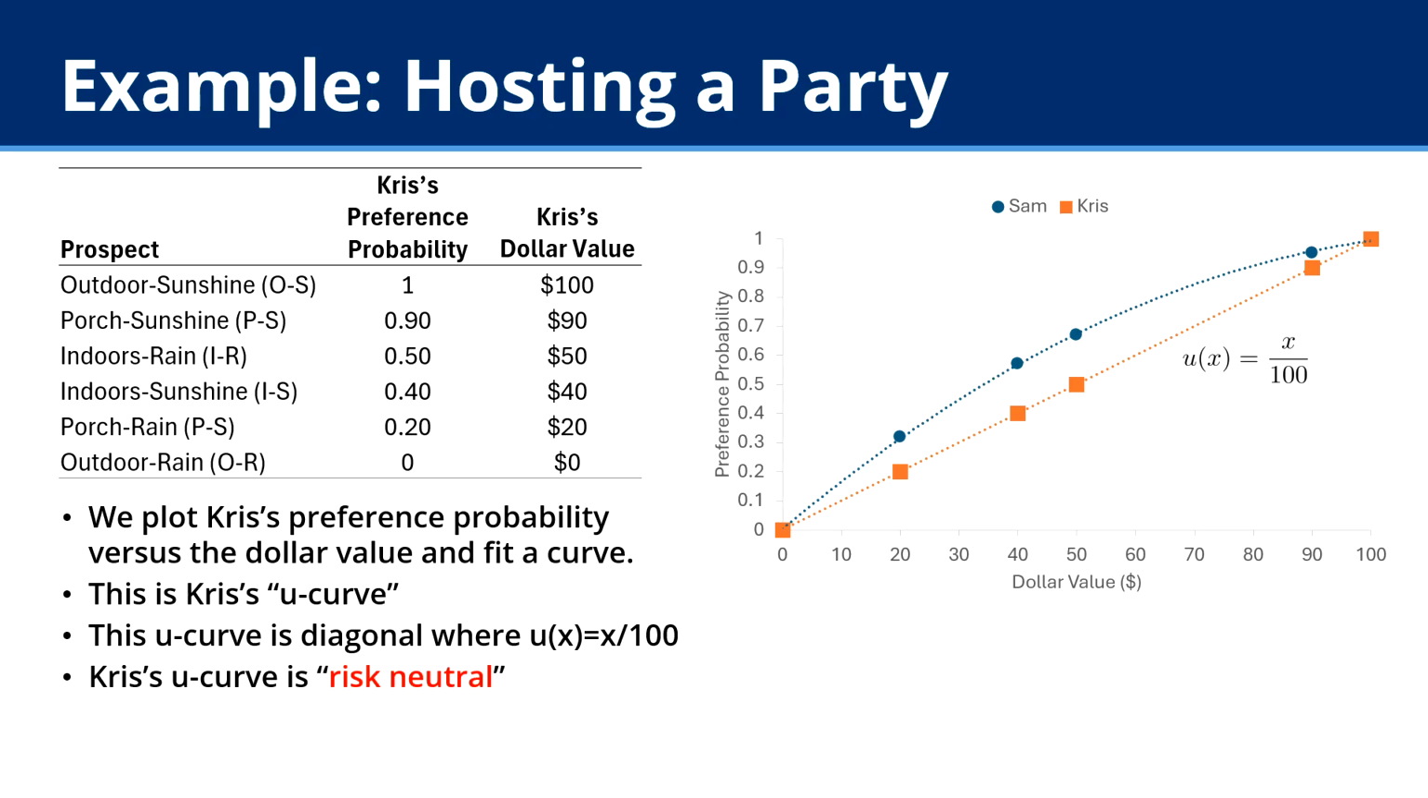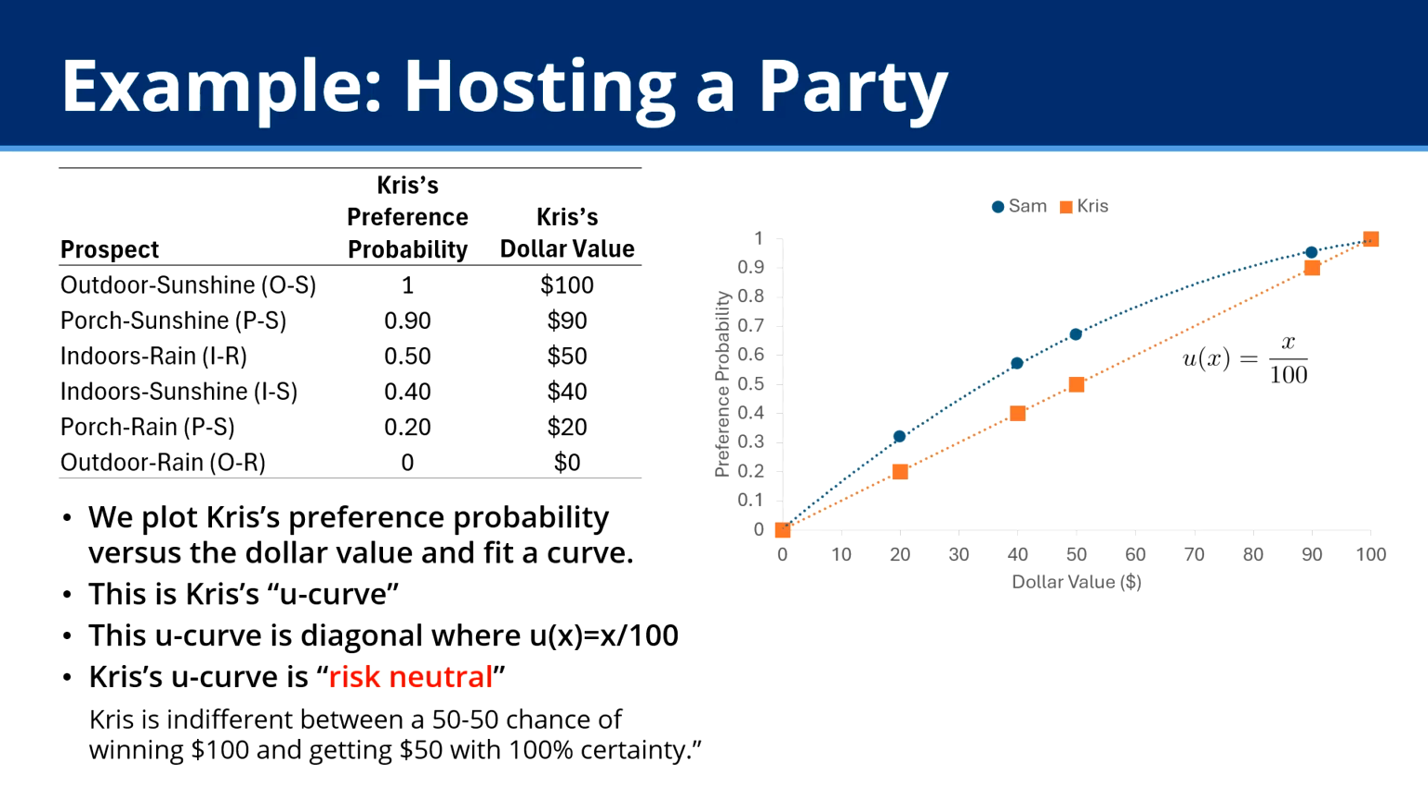This curve is very special because it's what's called risk neutral. This is a risk neutral curve. Chris is indifferent between a 50-50 chance of winning $100 and getting $50 with 100% certainty. It's a very specific case here. This is a diagonal, and again, it looks very, very different from Sam's curve.